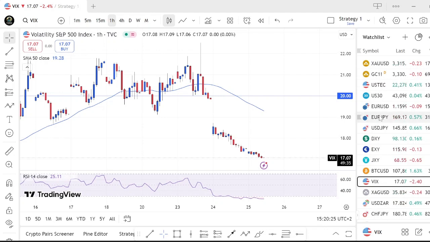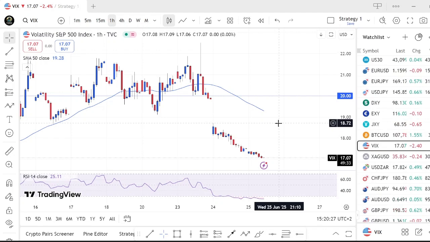Taking a look at the VIX index, we can actually see that the VIX has gone from 18.17 yesterday towards 17.07, and it is clear that investors are in more of a riskier mindset. They're in risk-on territory, and they're comfortable taking long positions with indices while continuing to short gold. At least that's how the chart reads.